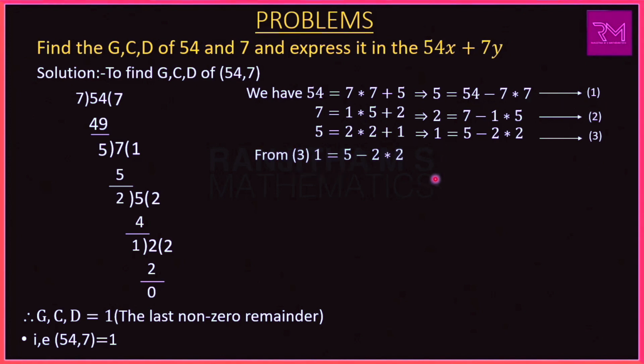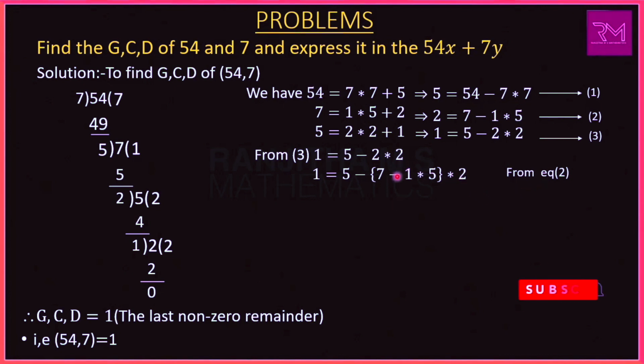Next, from equation 3, we consider the last equation. We have 1 is equal to 5 minus 2 into 2. Next step, from equation 2, we can write in the place of 2, that is 7 minus 1 into 5. So 1 is equal to 5 minus, in the place of 2, 7 minus 1 into 5, into the other 2 as it is. This is obtained from equation 2.